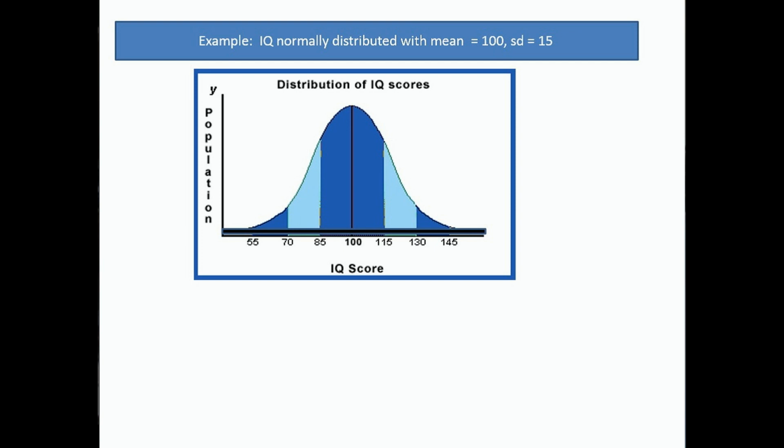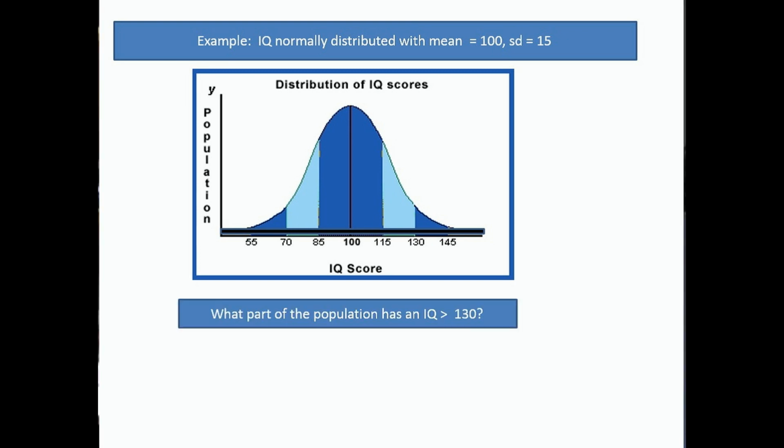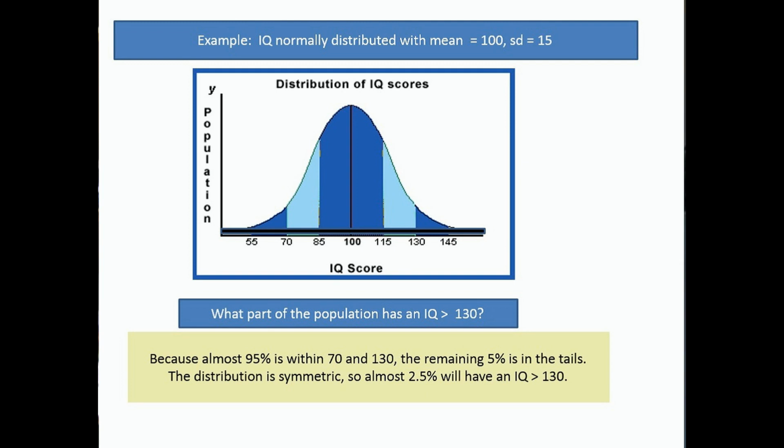In a certain population, the IQ is normally distributed with mean 100 and standard deviation 15. What part of the population has an IQ larger than 130? Well, the standard deviation is 15, and the difference between 130 and 100 is exactly 2 standard deviations. So we know that 95% of the population is between 70 and 130. So the remaining 5% is in the tails. The distribution is symmetric, so almost 2.5% will have an IQ larger than 130.